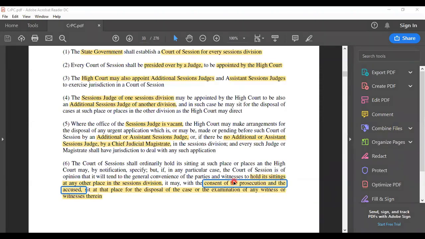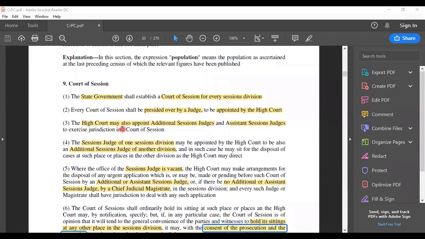So what happened in Kher Singh is the trial took place in the Tihar jail because of the convenience of the parties. Since Kher Singh was a much celebrated case, there were a lot of threats in the trial, and the High Court decided that the entire trial will take place in the Tihar jail itself. So the venue of the trial was shifted from the regular sessions court to Tihar jail. Subsection 6 of section 9 discusses venue of trial.